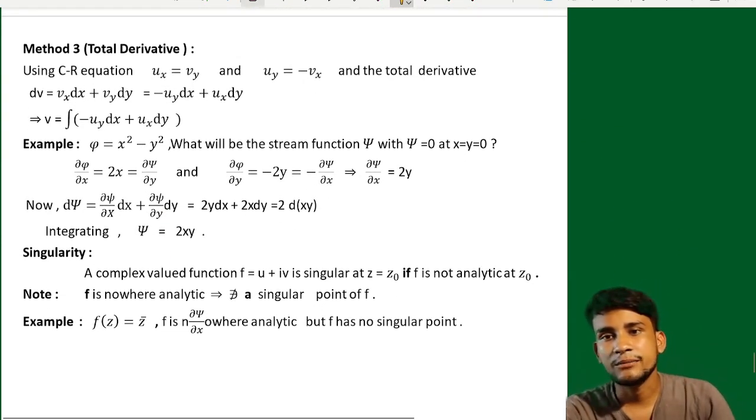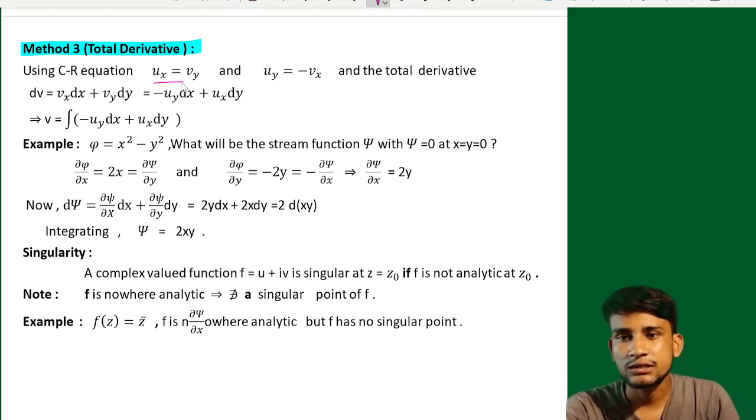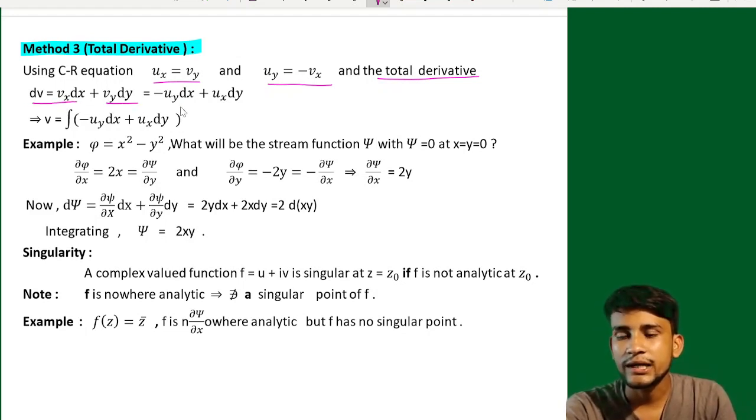Now there is another method, this is method 3. Method 3 is known as the total derivative method. Using CR, ux equal to vy and uy equal to minus of vx, the total derivative is dv equal to vx dx plus vy dy. Now put vx equal to minus uy and vy equal to ux. This implies v equal to integration of this, plus you can take any constant.